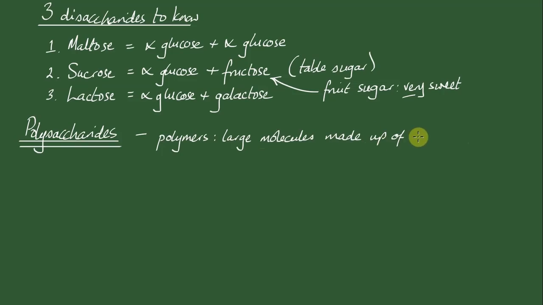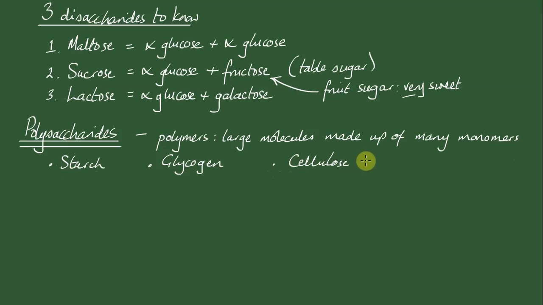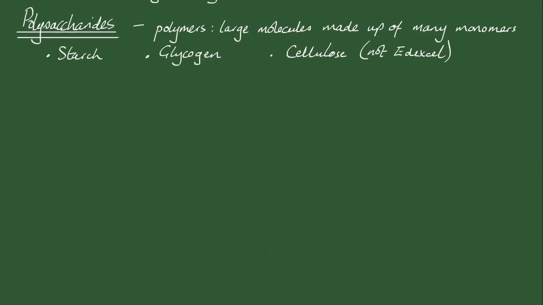And these are all polymers, as the word poly suggests, poly meaning many. And there's your definition of a polymer. It's a large molecule made up of many monomers. And these are the 3 polysaccharides that are covered by A-level syllabuses, except Edexcel does not include cellulose.